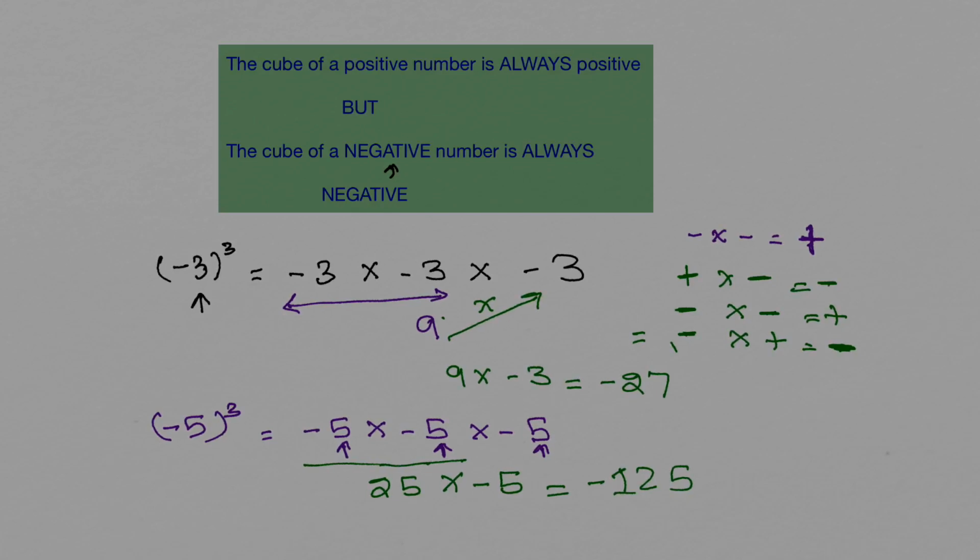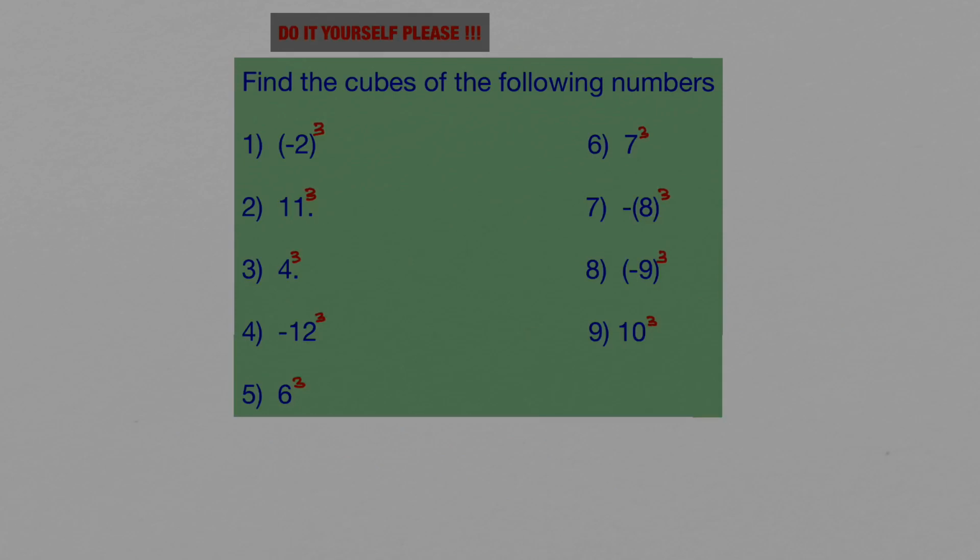Here you go. So everything for squares and cubes is done. Please try to do these questions now, which have positive and negative cubes, and then after that you should not have any ambiguity or difficulty with doing squares and cubes.